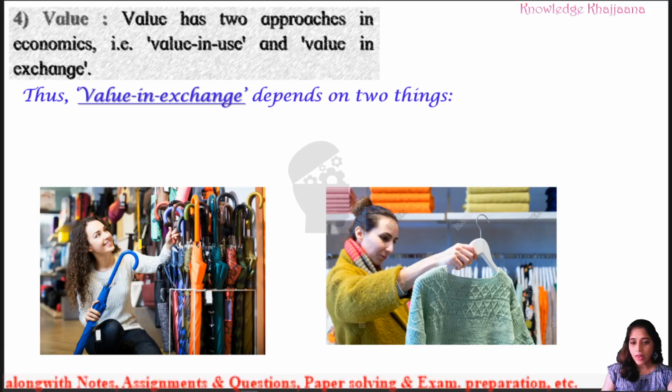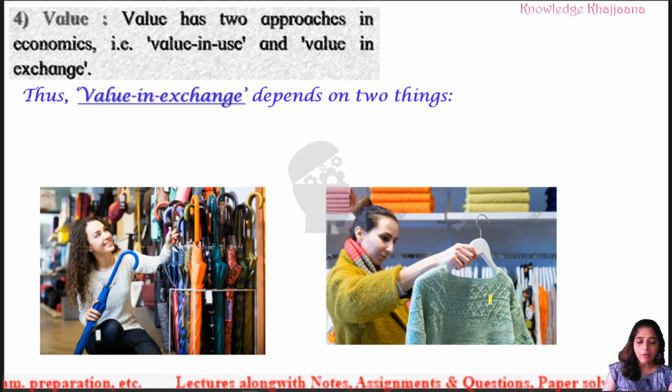See, what is this? Umbrellas are there for selling. An umbrella has value when it is the time of the rainy season. Season means time. An umbrella has value only in the rainy season. People will buy that umbrella by exchanging money when it is the time of rain. People will buy woolen clothes, sweaters and mufflers when it is the time of winter. So value in exchange depends on time also.